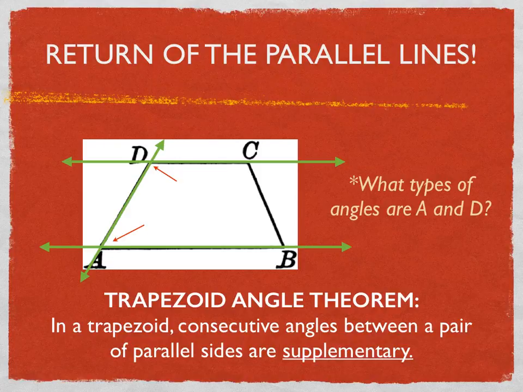All right, so here is your angle theorem at the bottom here. Okay, so in a trapezoid, consecutive angles between our parallel lines are supplementary. So they have to be next to each other, and they have to be between my two parallel lines.